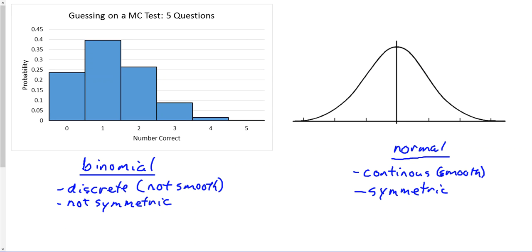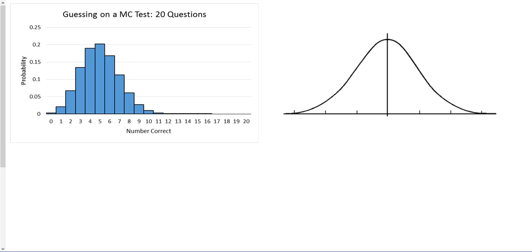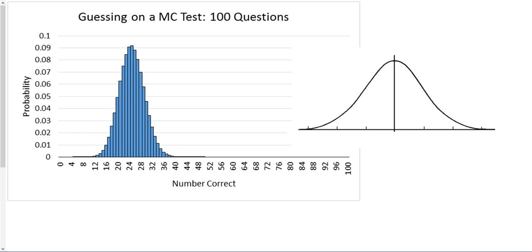But let's watch what happens when we change the number of questions on the test. Instead of having 5 questions, let's say we have 20 questions on our test, and we use the binomial distribution to calculate the probabilities. What we can see here is our binomial distribution is getting a little bit smoother, and the shape of the distribution is getting a little bit more symmetric. And if we increase the number of questions to something like 100, we've got something that looks reasonably symmetric and reasonably smooth.